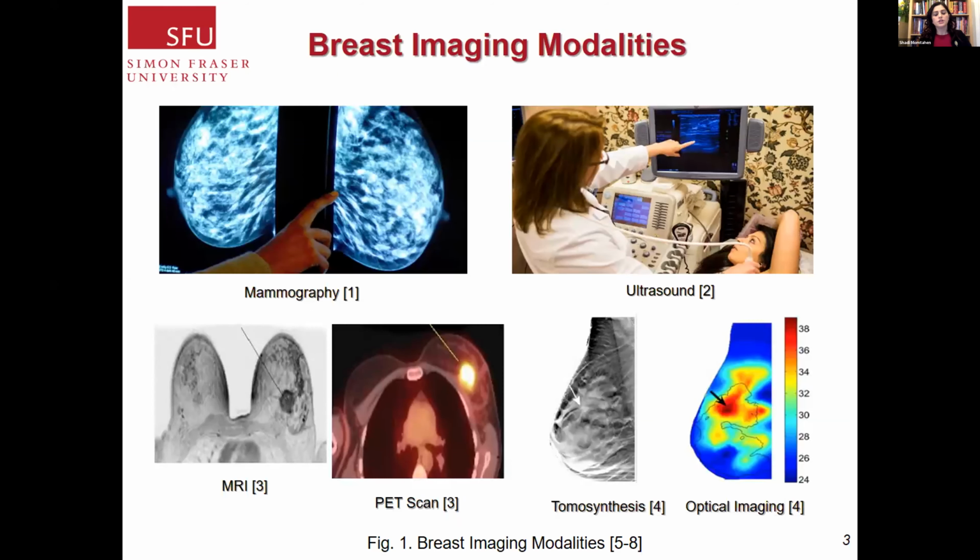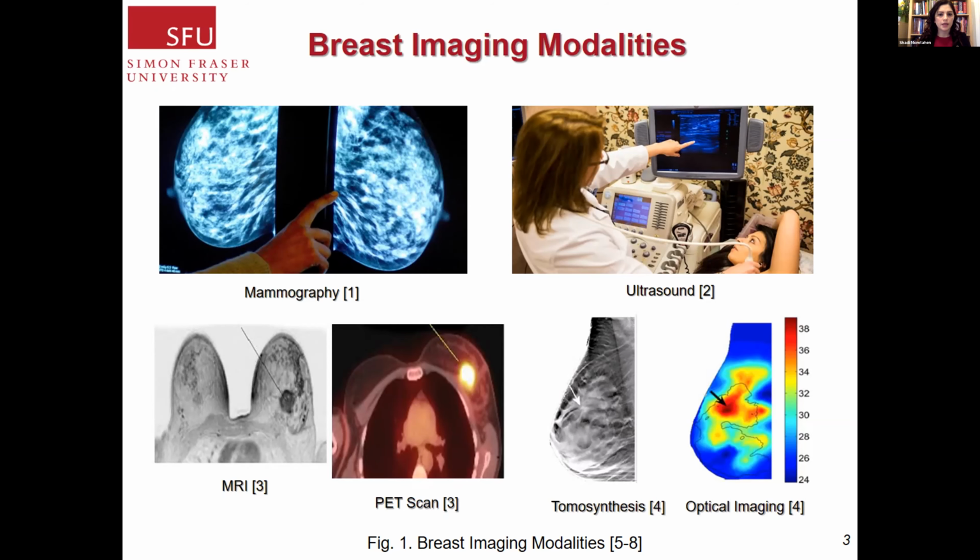Let's start with breast imaging modalities. There exist different methods and modalities for breast imaging, such as mammography, ultrasound, PET scan, and other devices. But all of these devices have some limitations. For example, mammography has been the gold standard, but it has some problems. It is not recommended for women under age 50. It is difficult to detect breast cancer for women with dense breasts. And also, it is a painful procedure. Squeezing the breast between two plates is painful.